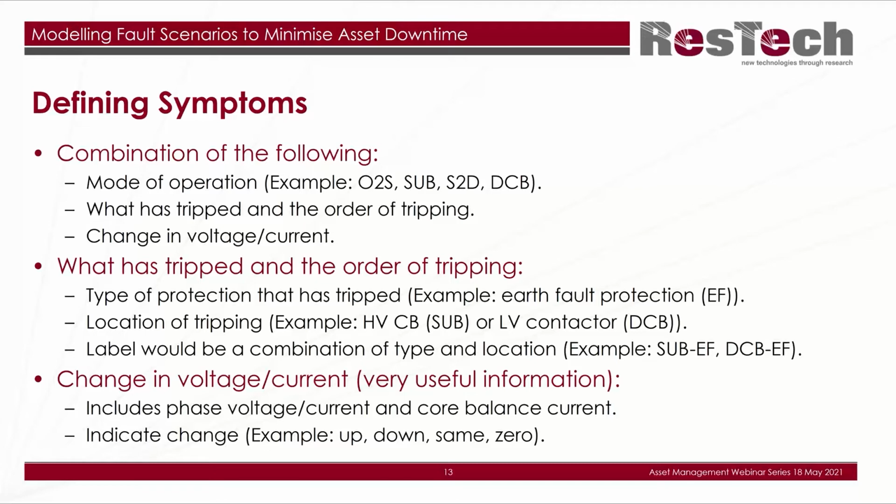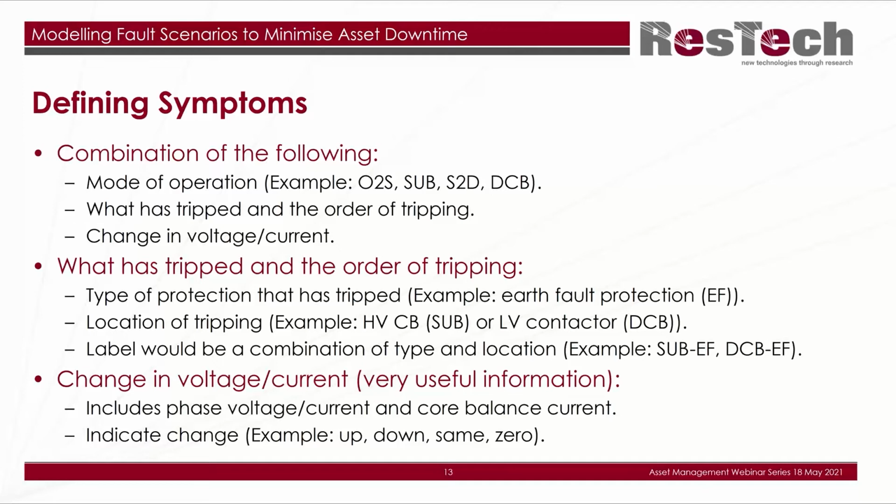Whilst the circuit breaker can open, it can open under various conditions. In this case, there could be backup earth leakage on the NER, which would trip an upstream circuit breaker, or it could be, for example, an overload protection that might trip. So that's important. And the location of the tripping, whether it's in the substation in this case, or whether it's in the DCB. Here I've labelled the trip locations as being sub and DCB.